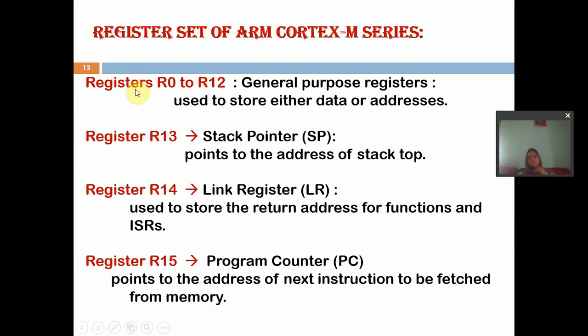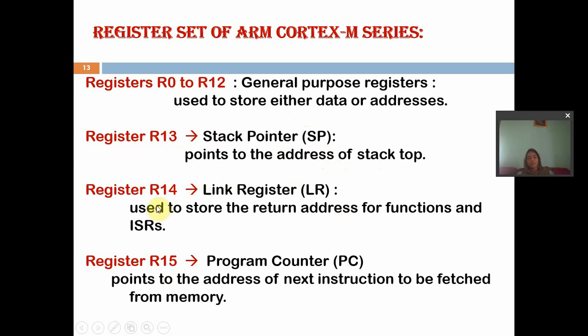First, registers R0 to R12. These are the general purpose registers. They are used to store either data or addresses. Next, the special registers are R13, R14, R15. R13 is the stack pointer, which points to the address of the stack. It will hold the address of the top of the stack.